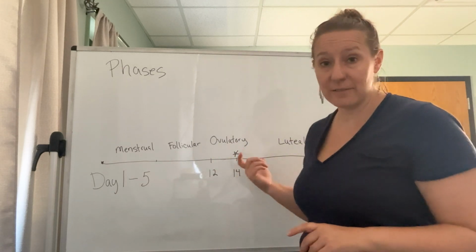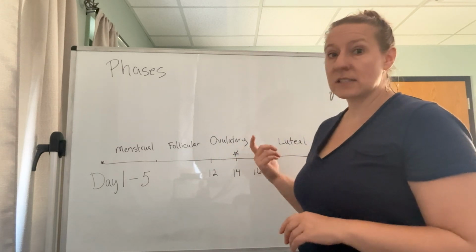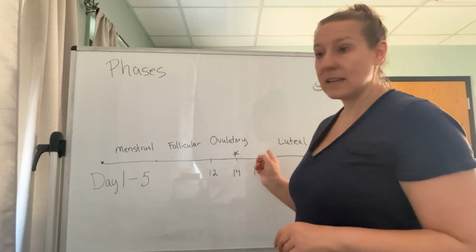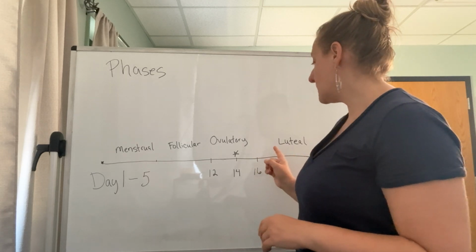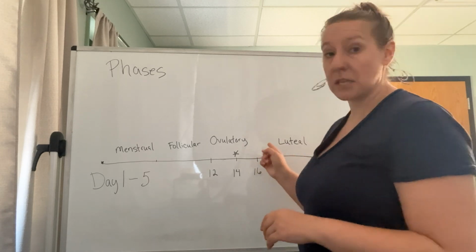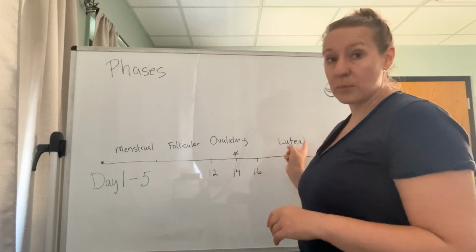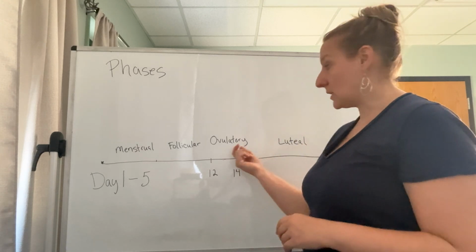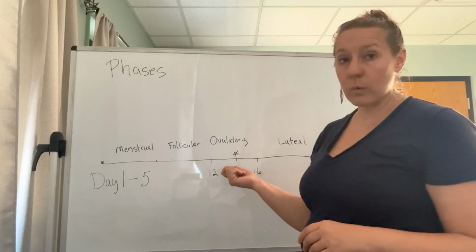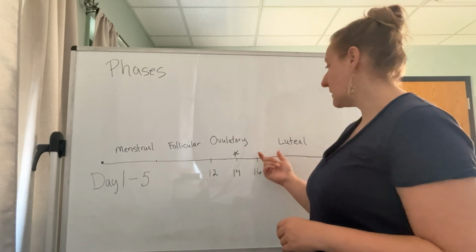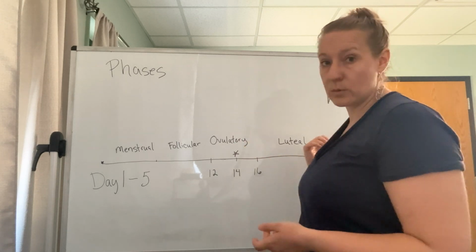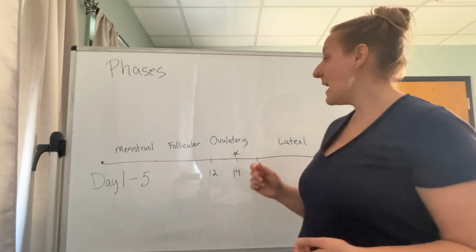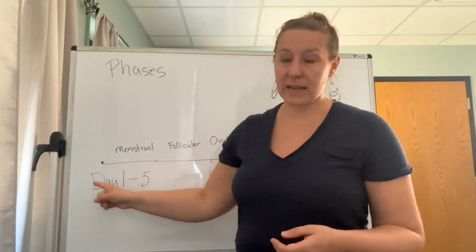That time after ovulation is called the luteal phase. And this is when your body is either starting pregnancy because you did conceive here, or your body is getting ready to shed the uterine lining and have another period, and then we're starting back at day 1.